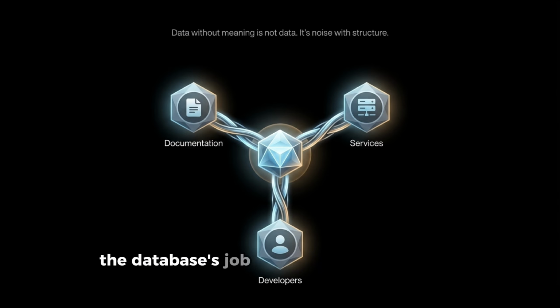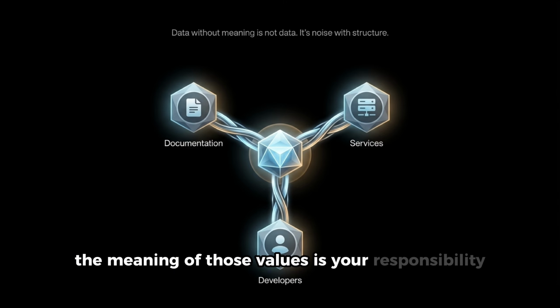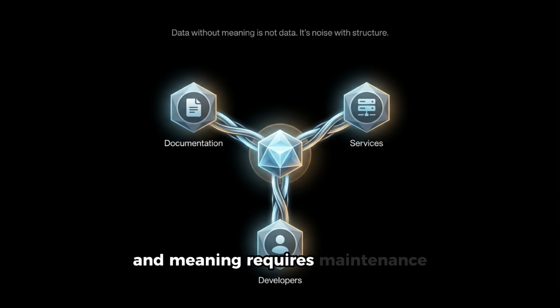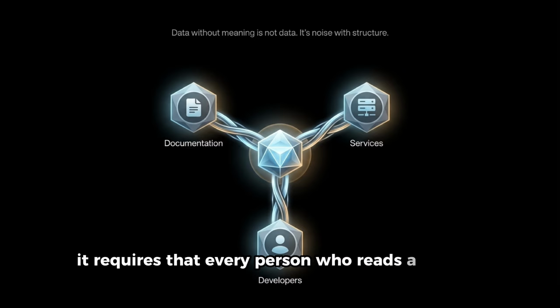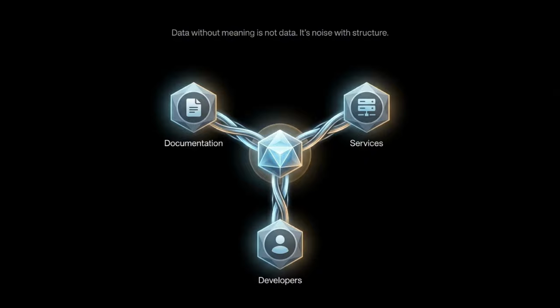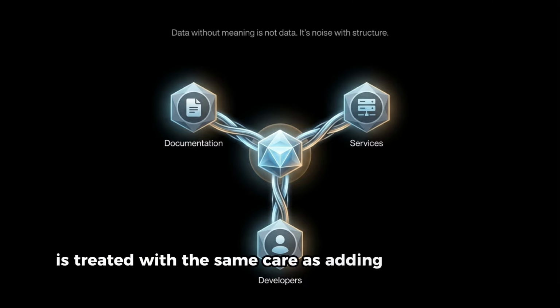The database's job is to store values reliably. The meaning of those values is your responsibility, and meaning requires maintenance. It requires documentation that lives next to the data. It requires that every person who reads a column has access to the same definition as the person who wrote it. It requires that adding a new value is treated with the same care as adding a new column.